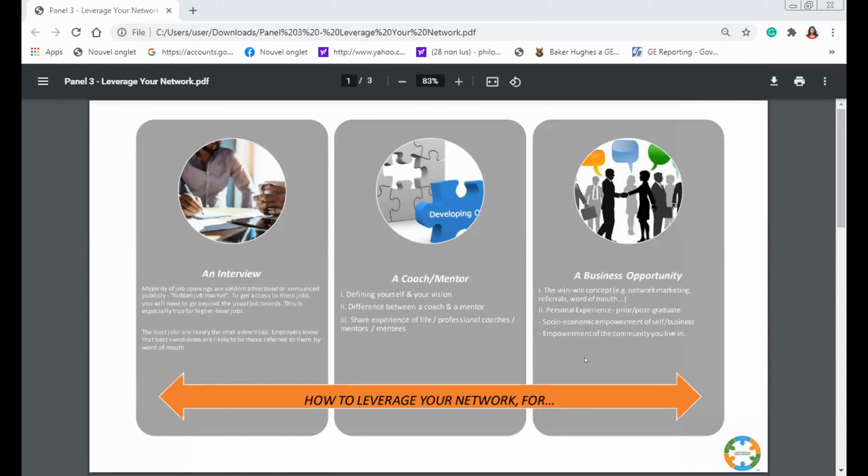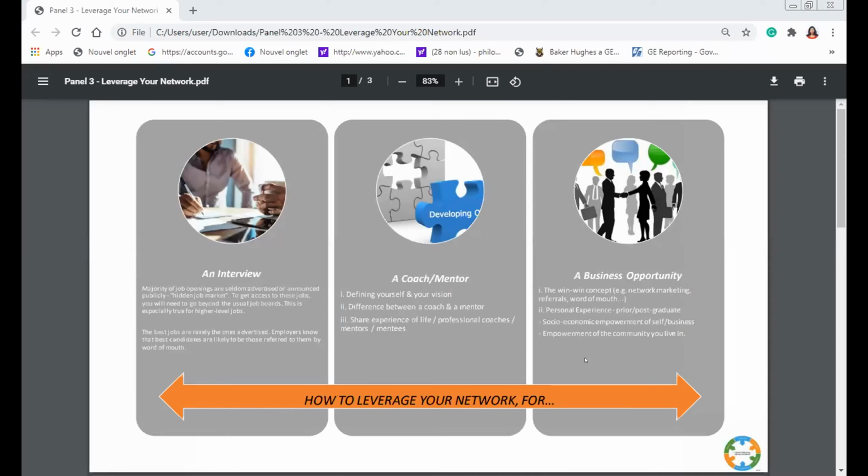First, on an interview. And I'm going to be using very practical situations here. So the first one, an interview. The majority of the jobs, if you got what our prior panelist said, the majority of the jobs and top jobs in particular, will come from a lot of networking events. It will come from a lot of referrals.